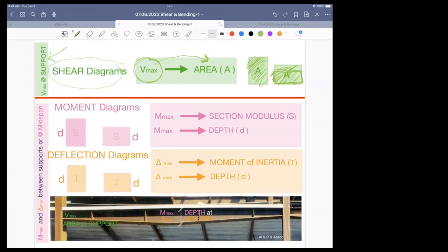Versus the moment diagram. The bending moment diagram and the resulting deflection will happen between the supports. So shear is high at the support, bending moment is high between the supports. If the loading is symmetrical, it will be at midspan. If the loading is not symmetrical, it'll still be between the supports somewhere. We have to draw the diagram. But basically, your maximum moment is going to determine something called section modulus.